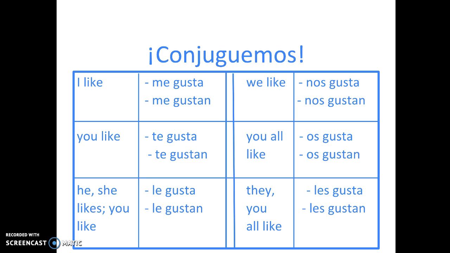So first, we're going to conjugate the verb gustar. You need to make sure that you write down both conjugations in the appropriate boxes. If you only write down one conjugation, you're not providing yourself with both options that you can use to conjugate the verb in a certain form. I like is me gusta or me gustan. You like, te gusta or te gustan. He or she likes or you like, le gusta or le gustan. We like, nos gusta or nos gustan. You all like, os gusta, os gustan. That one's only used in Spain. And then they like or you all like, les gusta or les gustan.